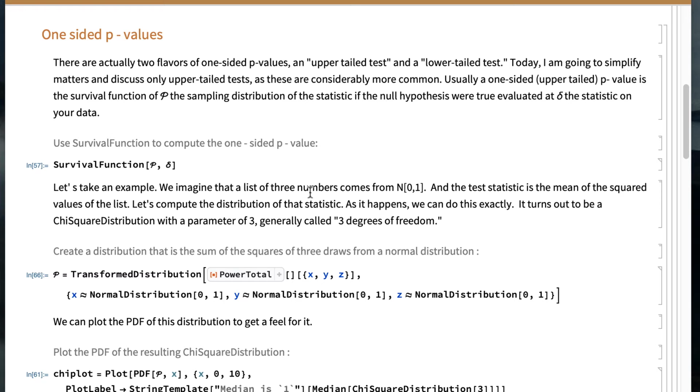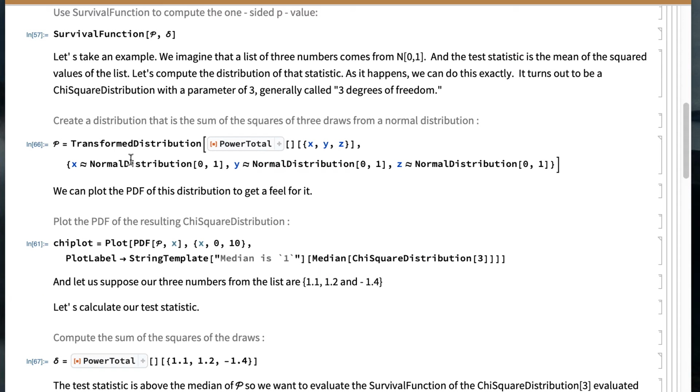Supposing we have a list of three numbers that we think come from N(0,1), normal with mean 0 and standard deviation 1. That's the null hypothesis. The test statistic is the mean of the squared values of the list. Let's figure out what the distribution of that statistic is. We don't need to do an experiment here to do that. We could, but let's do it exactly. We have three normal distributions, x, y, and z, and we're going to take the sum of the squares of draws from them.